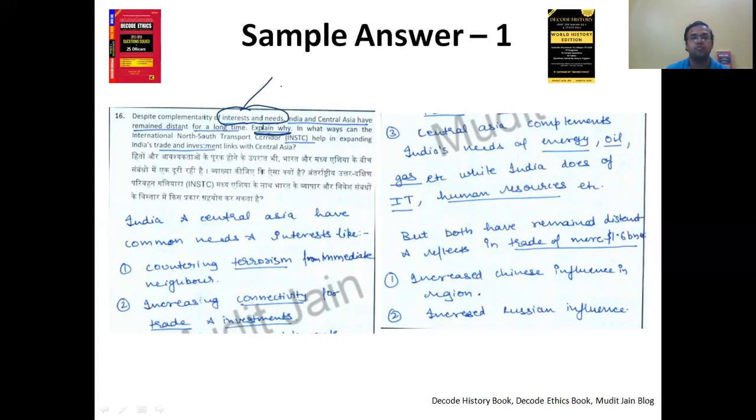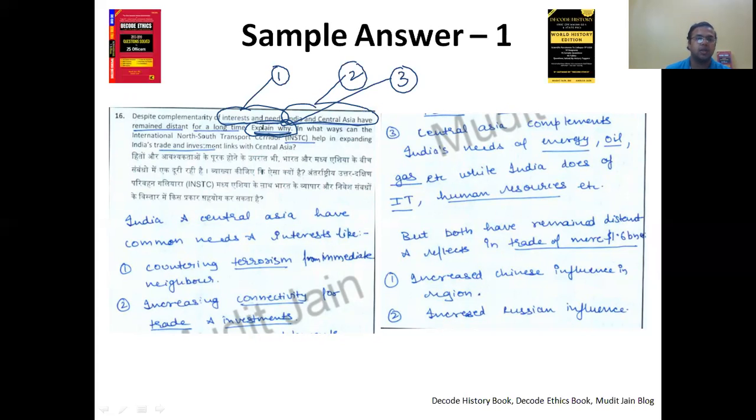So first you have to prove that India as well as Central Asia have common needs and interest. So this is the first part. Second, you have to prove that India and Central Asia have remained aloof, remained distant for a long time. So this is the second part. And thirdly, you'll tell what are the reasons. So this is your third part.